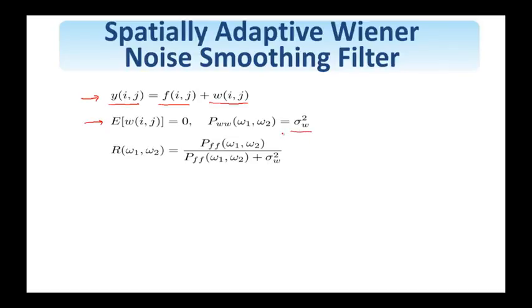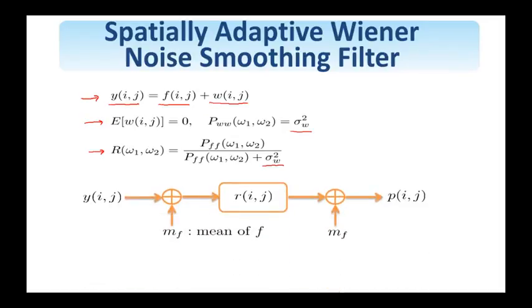So as we have seen for this model, the frequency response of the Wiener filter is given by this expression, where I have already substituted the spectral density of the noise equal to sigma W squared. We are going to develop a filter that has this step shown here. So the observed image Y, from it the mean M of F will be subtracted. Then the filter we develop, the Wiener filter with impulse response Rij, will be applied. The mean will be added back to the image, and therefore the smoothed image is denoted by Pij.